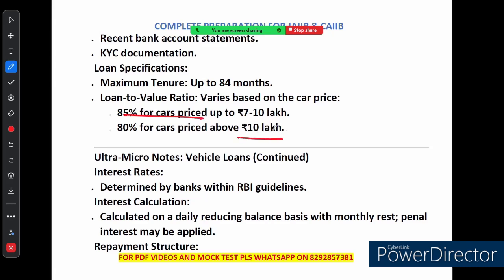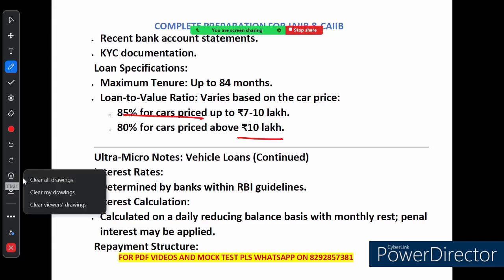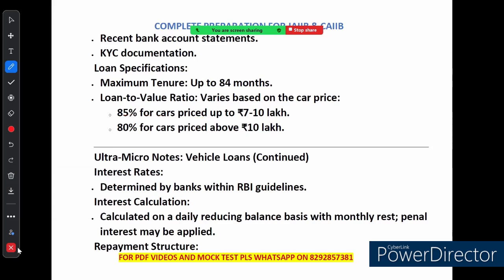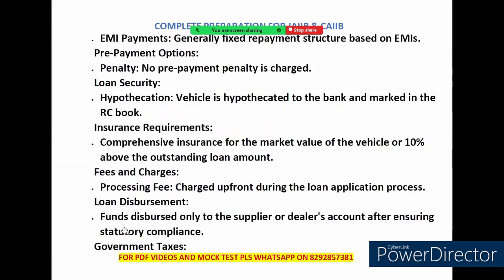Now interest rates are set by the bank following RBI guidelines. Interest is calculated daily on a reducing balance basis, with penalties for late payment, right? Now let's talk about the repayment structure. So repayment is usually fixed with a monthly EMI, and there is no penalty for paying off the loan early.